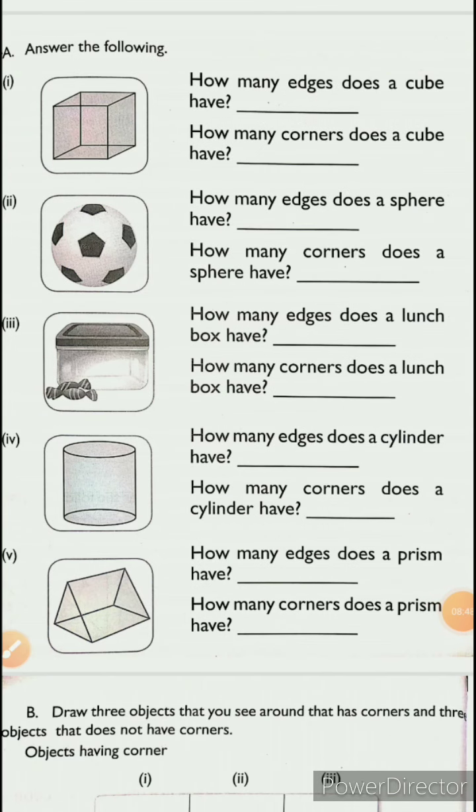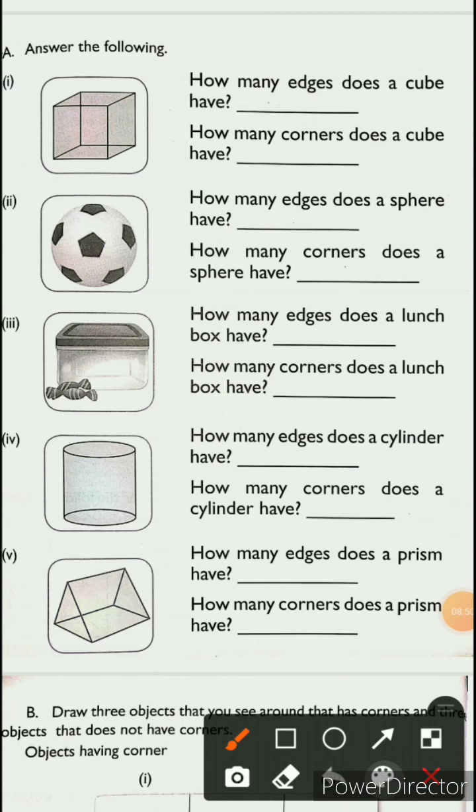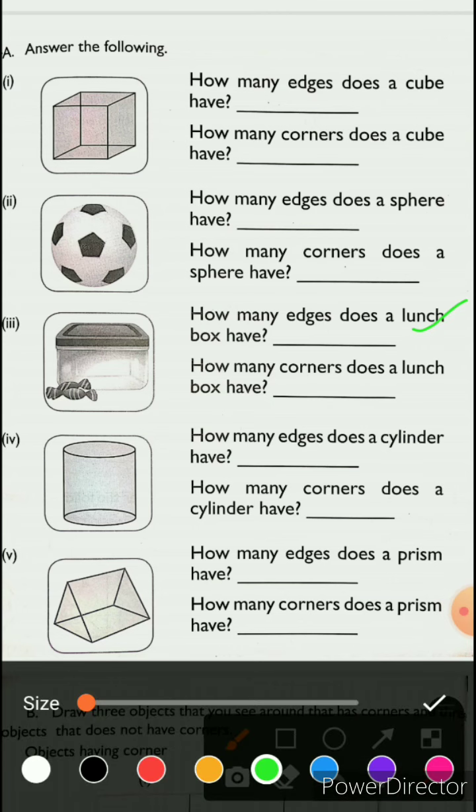Now the next question, question number 3. Here you have a lunch box, a cuboid shape lunch box. In both a cube and a cuboid, the number of faces, number of edges and number of corners are all similar. Okay, so here also we have 12 edges and 8 corners.